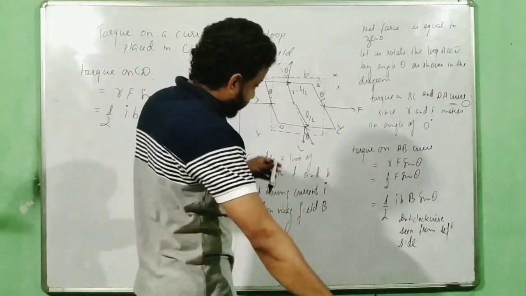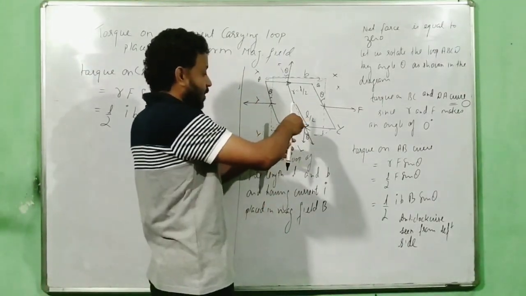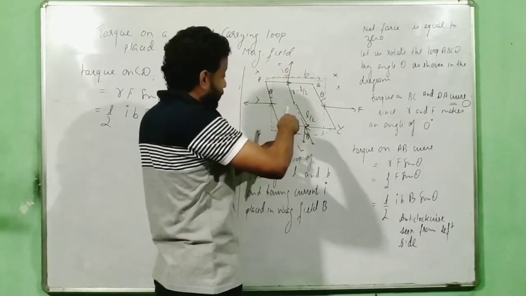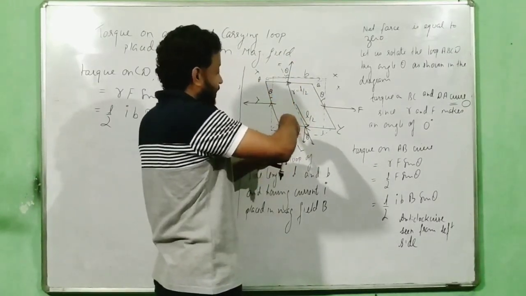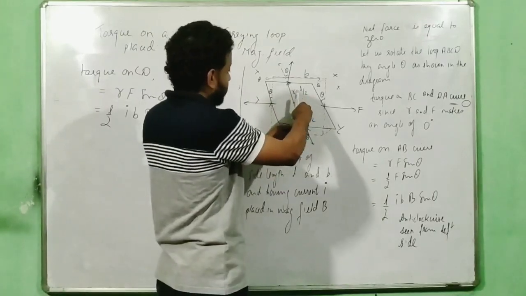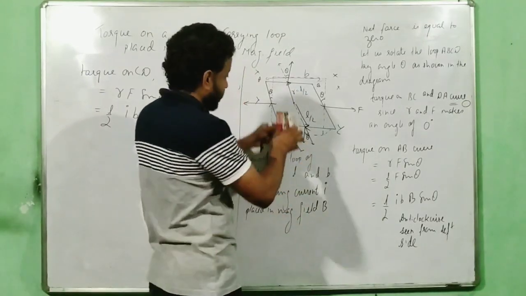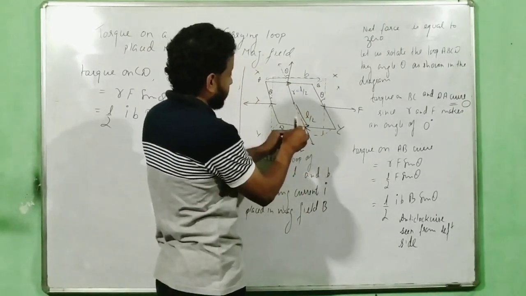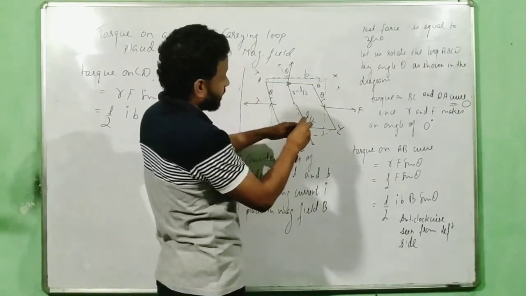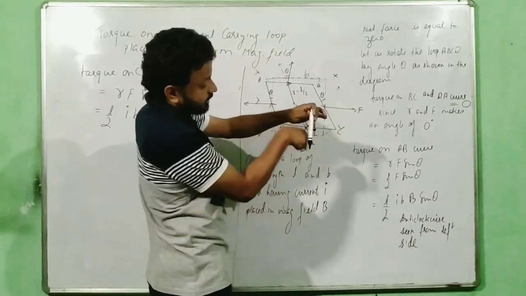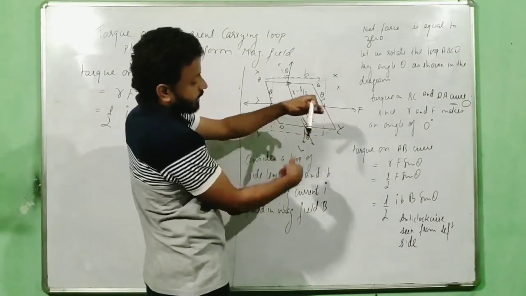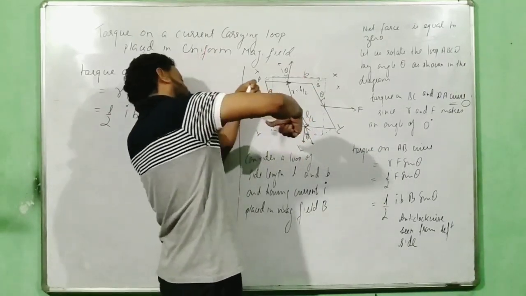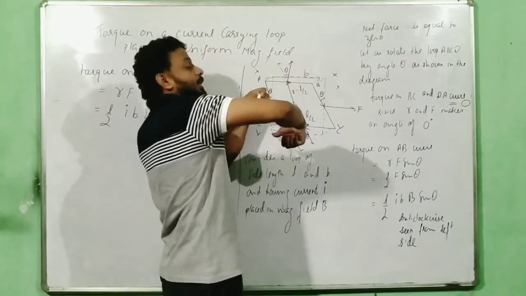Now earlier, this was F, this was R. Now since I have rotated, this part has gone inside, correct? This was here, the loop was here, this has gone in. So if it has gone in, then this is my R. This one is your R, this one is your F. So R cross F, seen from this direction, is again anti-clockwise.